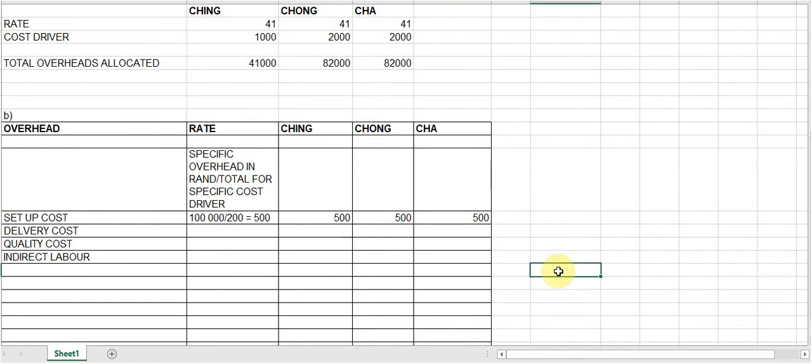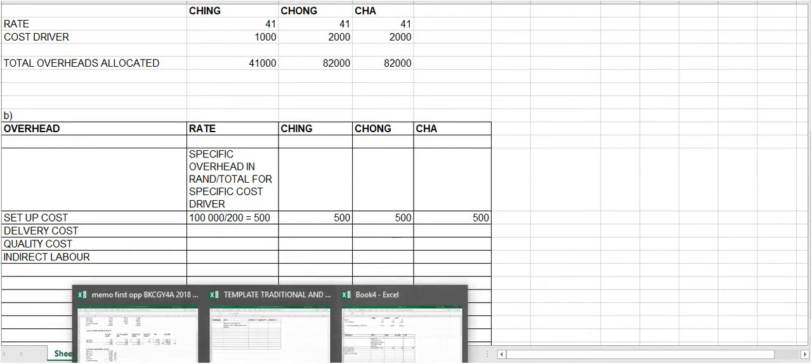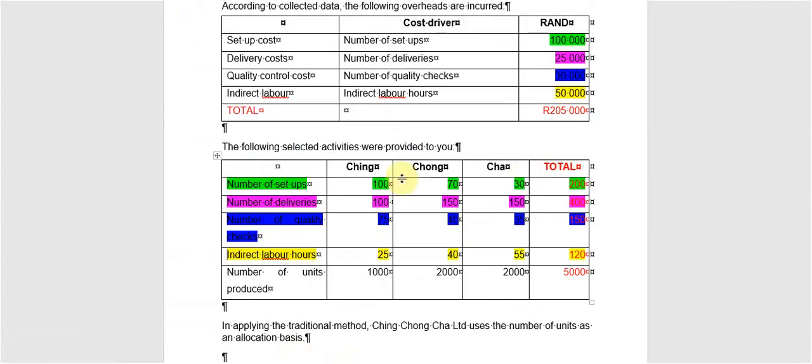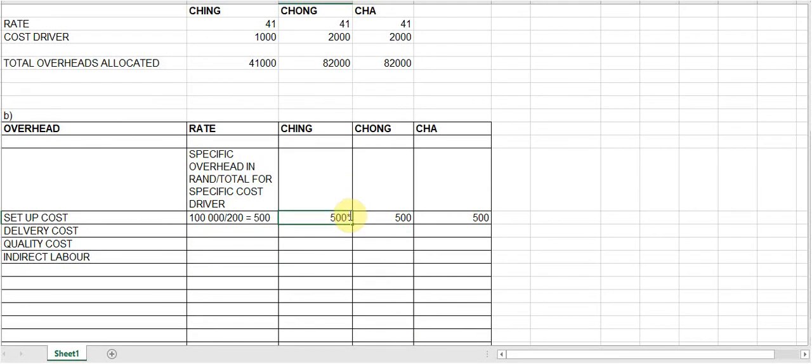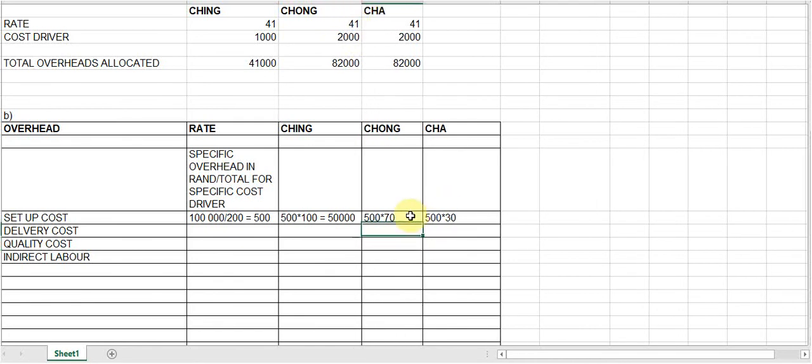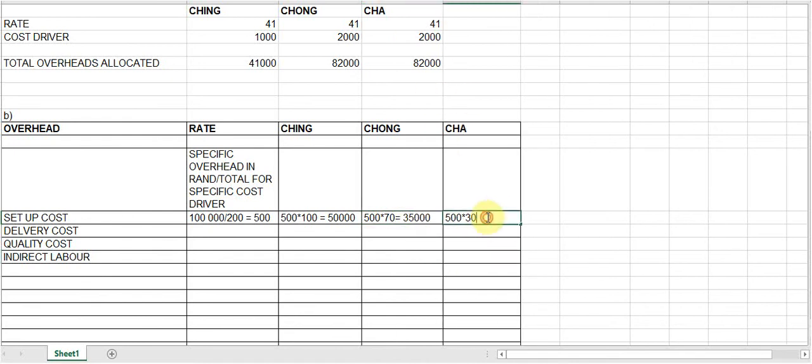And now I need to go and multiply it by the cost driver for that product in that color. So if I look at the green, Ching is 100, Chong is 70, Cha is 30. So I am going to take the rate. For Ching, I'm going to multiply by 100. For Chong, I am going to multiply by 70, and for Cha, I'm going to multiply by 30. And the answers there should be 50,000. 500 times 70, I'm just calculating it on my calculator so that I don't use formulas that will cause confusion on Excel. 35,000 Rand total there. And then 500 times 30 gives me 15,000 Rand.